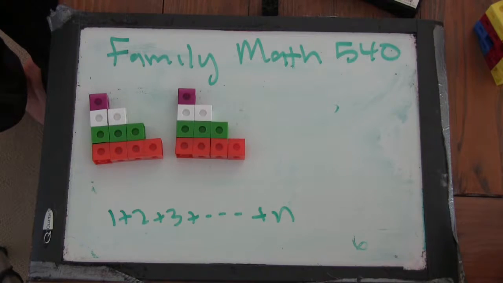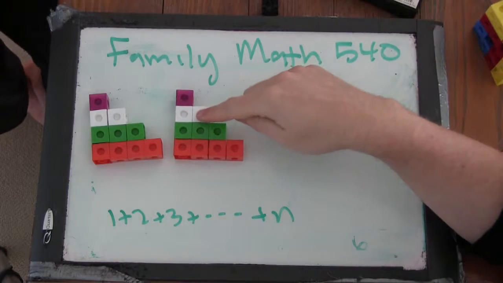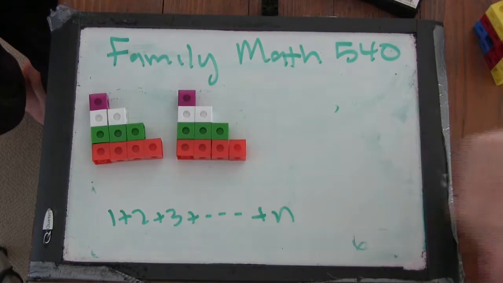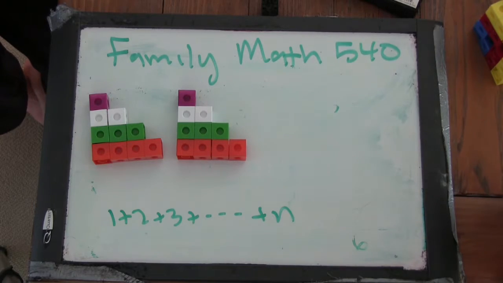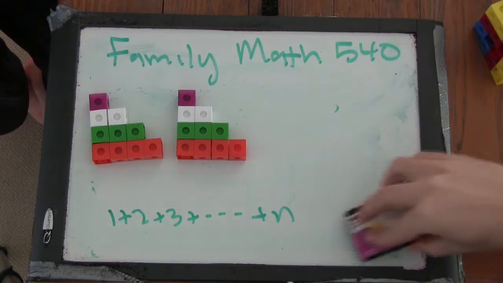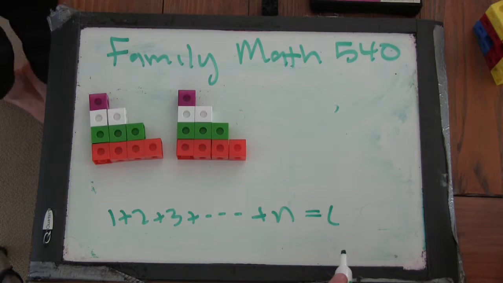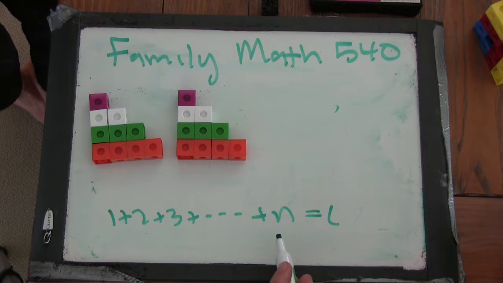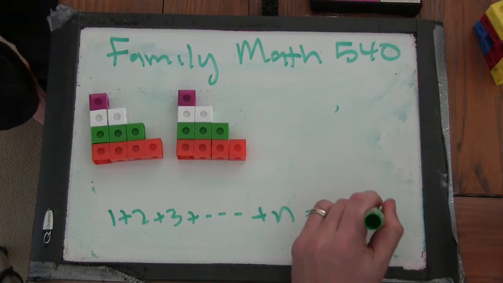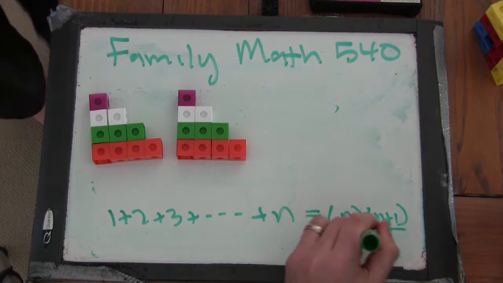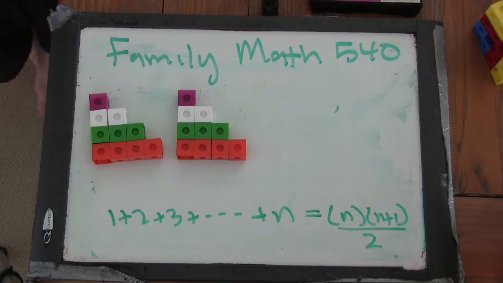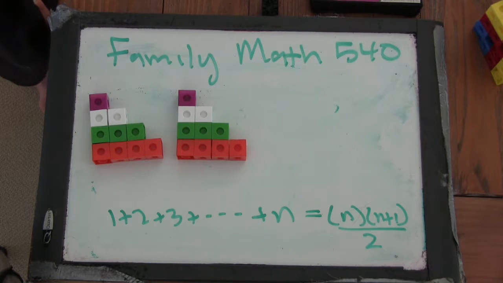Okay. So here what we have is 1 plus 2 plus 3 plus 4. And we just said that this sum was what? That was n times n plus 1 over 2. Okay. So how do you think I can represent that geometrically?